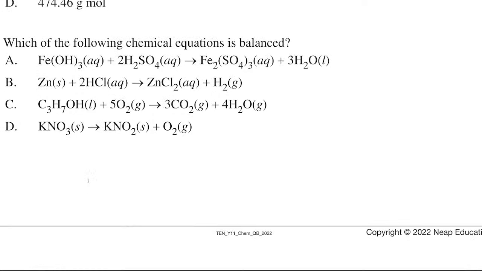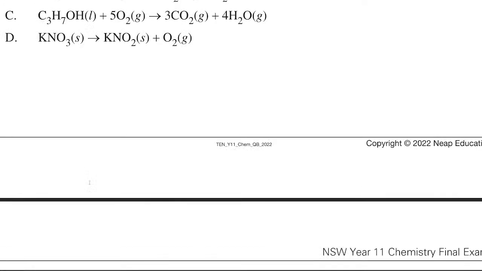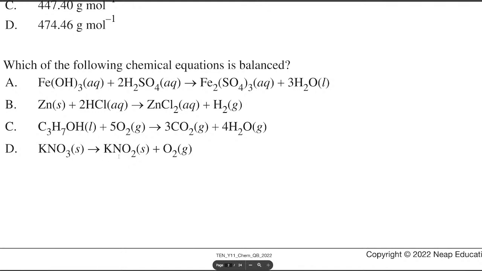Which of these is balanced? No. NO3? No, that one's straight up no. C. 3C, 3C. 4O, 6, that's 10. Zinc, zinc. Chloride, chloride, 2 chloride. This one.